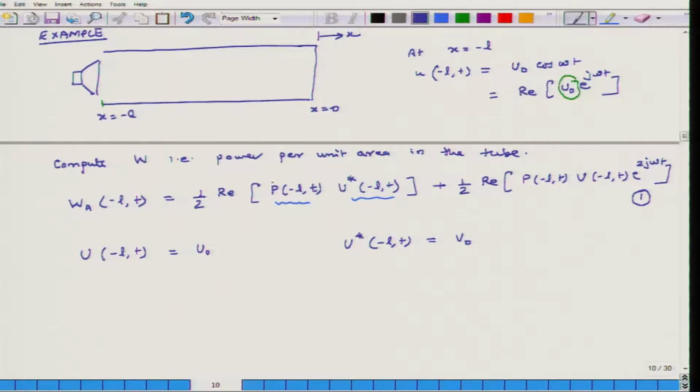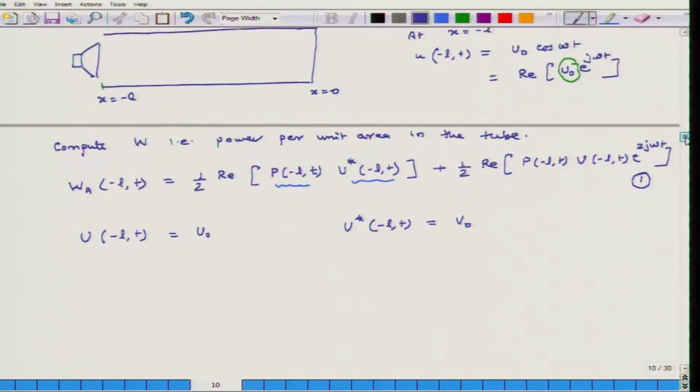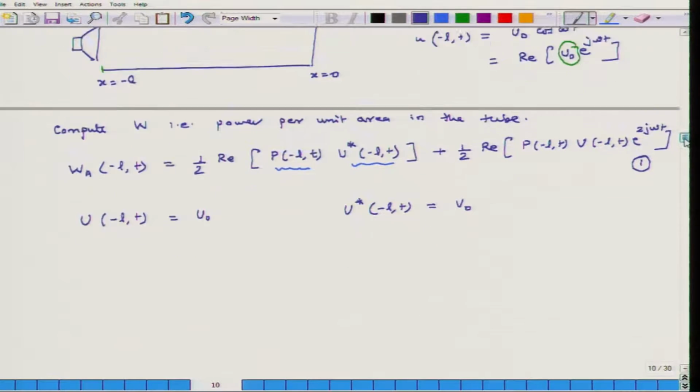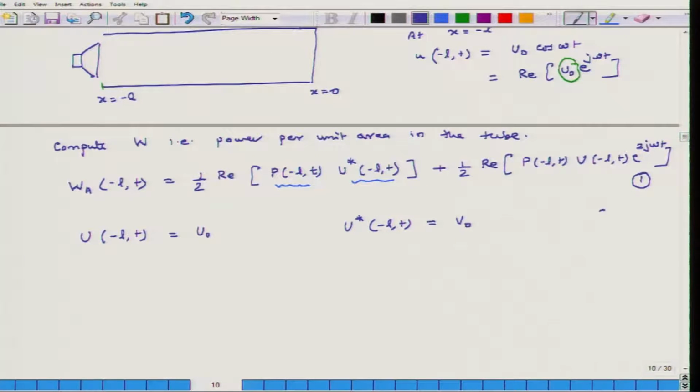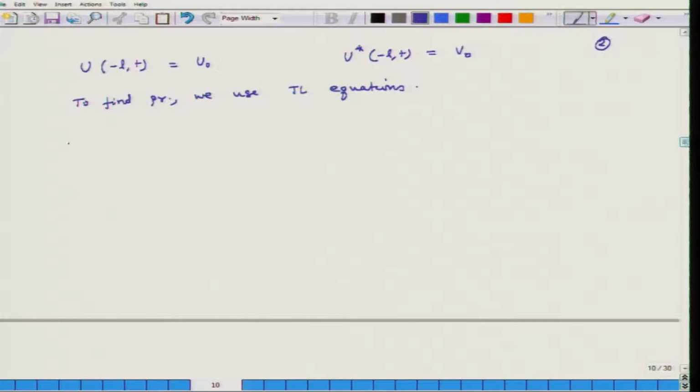So, the next thing is we have to find pressure at minus L t. Okay. Now, how do we find pressure? To find pressure we have to use the transmission line equation. So, this is equation 2, and for finding pressure we use transmission line equations which we had developed earlier. So, let us look at the transmission line equations.